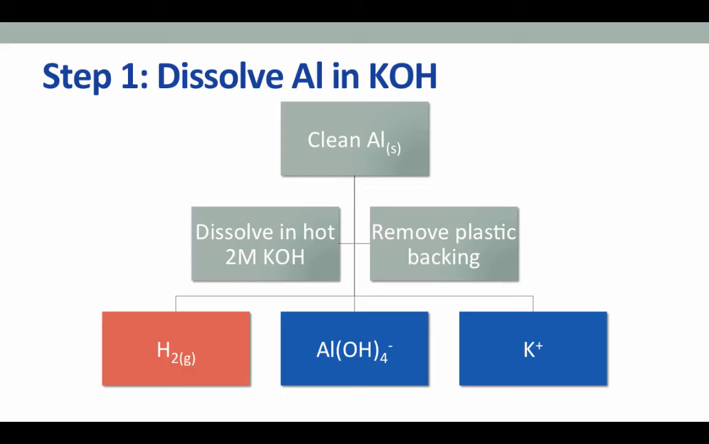Other products of this step are our aluminum hydroxide anions and our potassium cations. These two products will be carried over into the second reaction. However, before we move on to that step, we need to continue heating the potassium hydroxide solution until the volume is decreased by about half. This will cause the potassium and aluminum hydroxide ions to be concentrated in the solution.